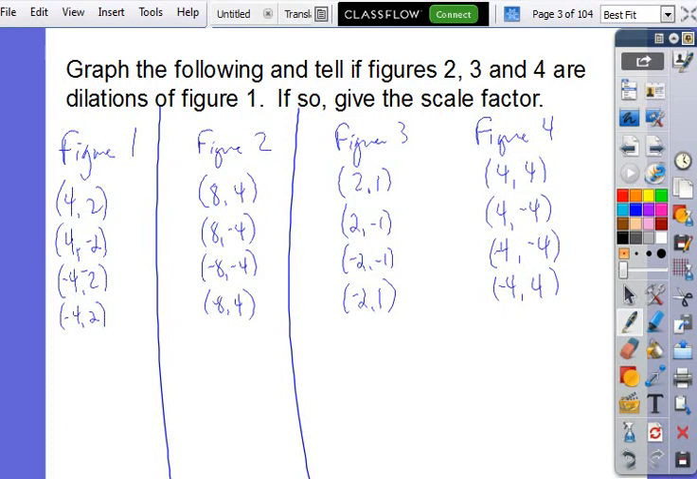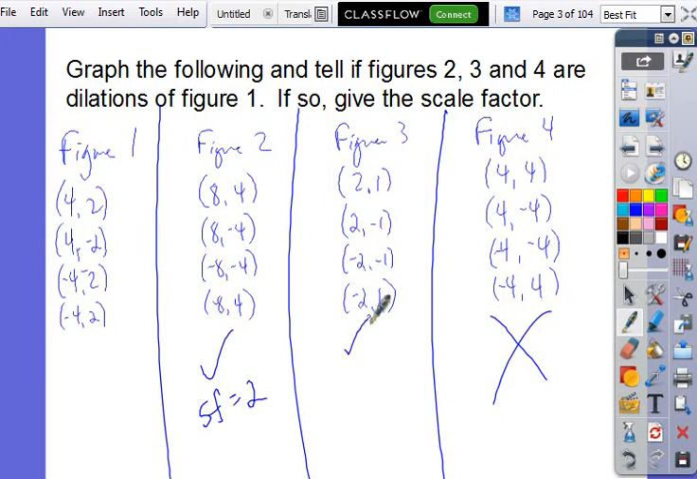What about this last one over here, figure 4? What happened to the x's? They stayed the same, but what happened to the y's? They change. So did I multiply them by something, the same number for both parts? No. The x's I multiplied by 1. The y's I multiplied by 2. That one is not a dilation. So here we said, yes, scale factor is 2. Yes, scale factor is 1/2. And then no. So what's the scale factor on that one? Nothing. You don't have a scale factor because it didn't work.